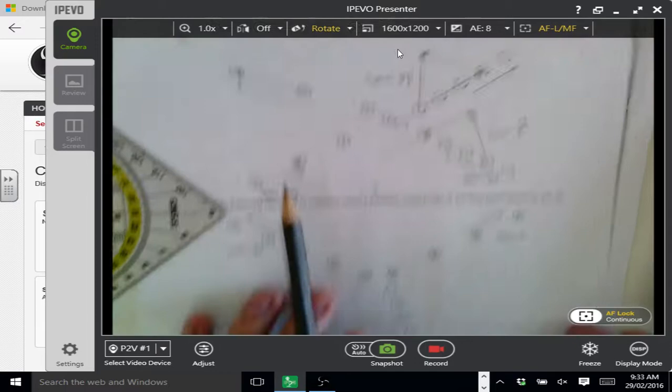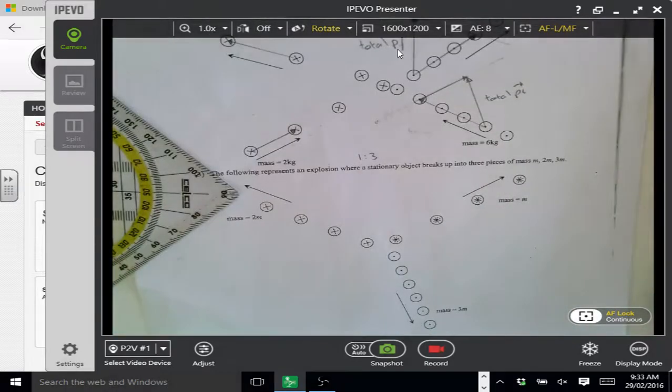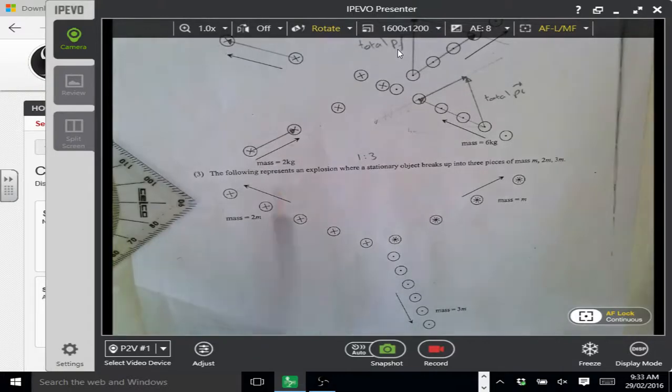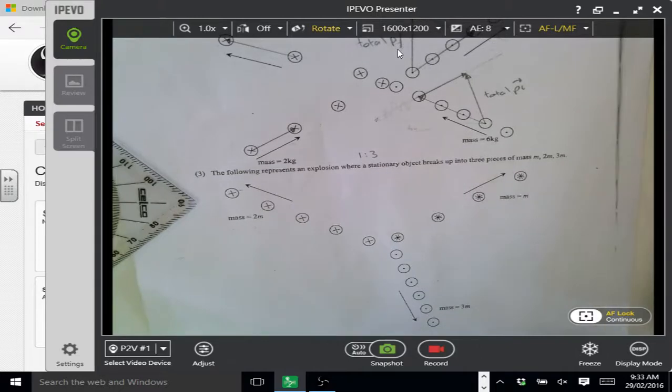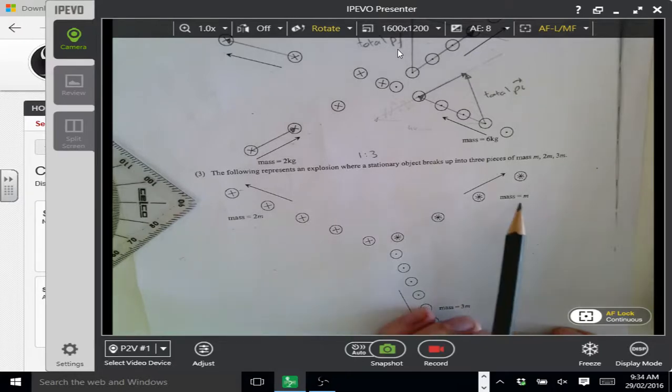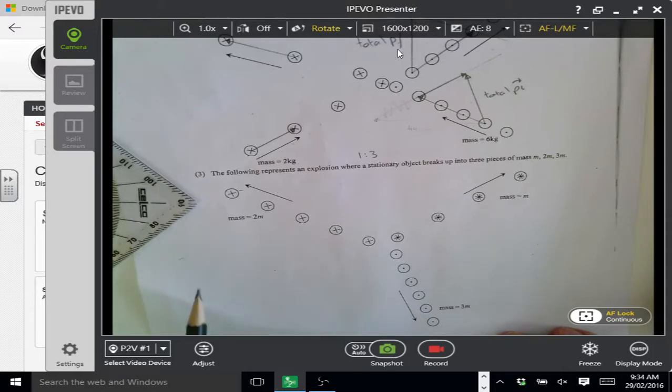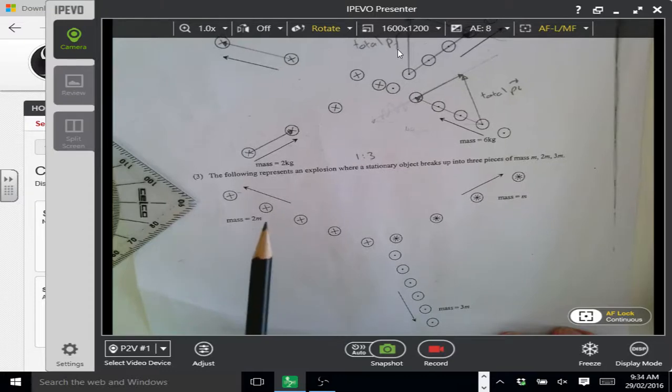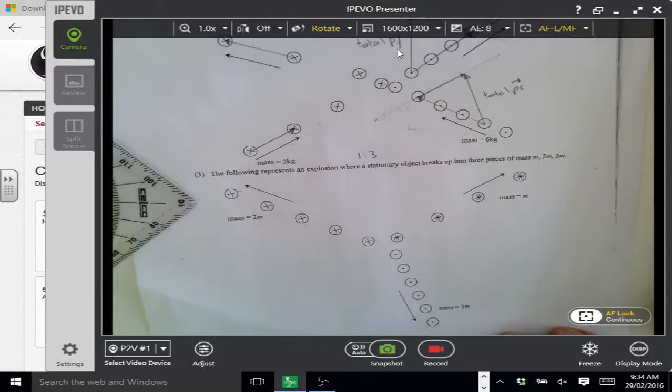Now, see this one on the bottom here, that's our explosion. So we've got the following represents explosion where stationary object breaks up into 3 pieces of mass m, 2m, and 3m. So in this case, we don't even have the mass, but we have a ratio of mass, and that's good enough. So then they label them. That's mass m, that's 3m, so that's a big mass moving away slowly, and the 2m, larger than m, but it's moving away faster than the 3m, but slower than the mass m. Okay, so we just do that in ratios as well.